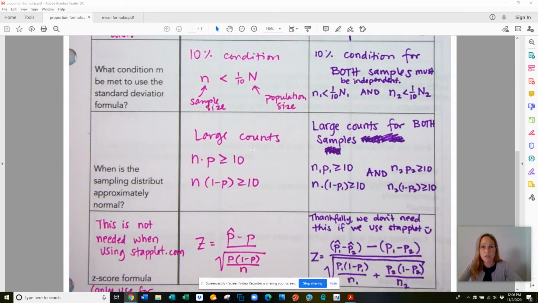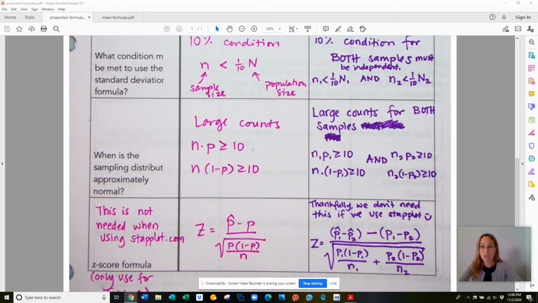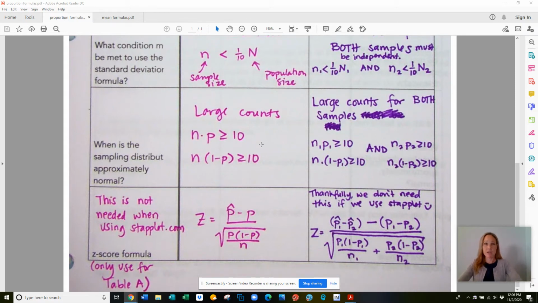We also want to check the large counts condition just to make sure that we can use an approximately normal distribution for our area values there using Stapplet. And so we want to make sure that n times p and also n times 1 minus p, both of those are greater than or equal to 10. If it meets that condition, then we can say that it's represented by an approximately normal distribution.